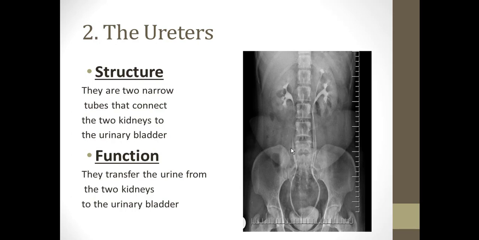They are tubes. Tube in science means cylinder in mathematics. So they are very thin, very narrow tubes that connect, meaning join, the two kidneys with the urinary bladder. What is the function of the two ureters? It's very easy. They take the urine from the two kidneys and transport it to the urinary bladder, or deliver it.